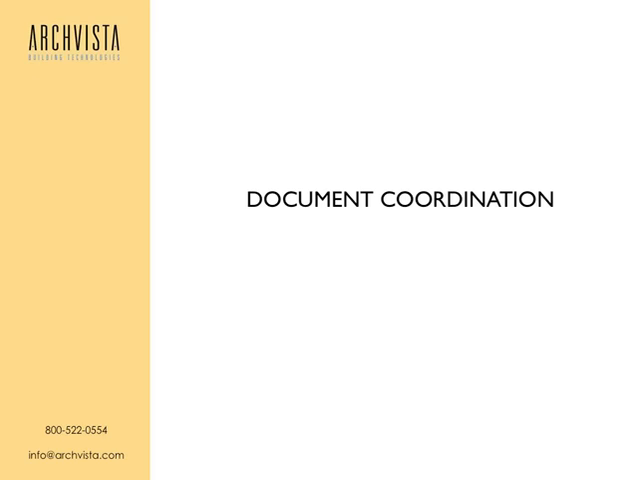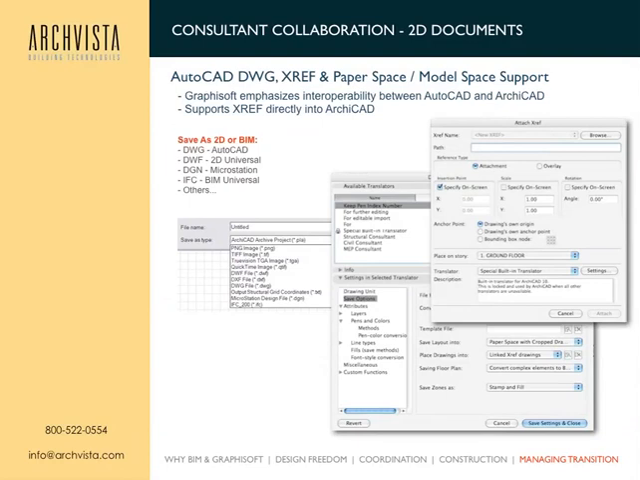Document coordination would relate to your 2D BIM files. So 2D DWG files. When you're working with AutoCAD, for example, you want to be able to share this information as DWG and X reference information.